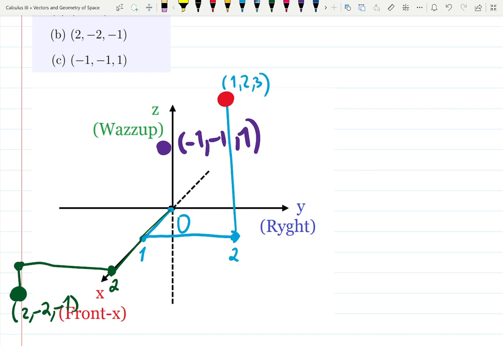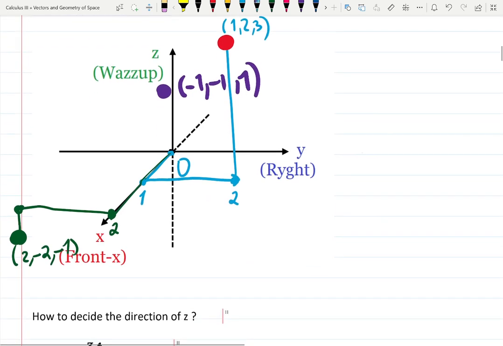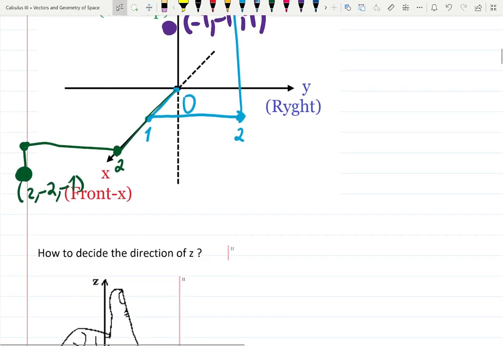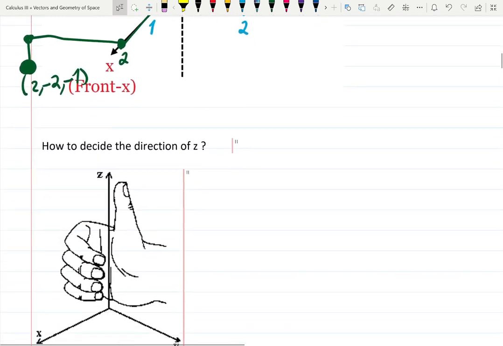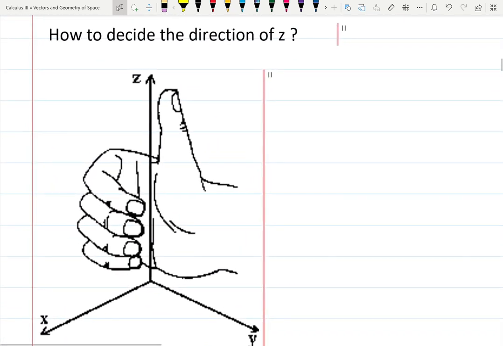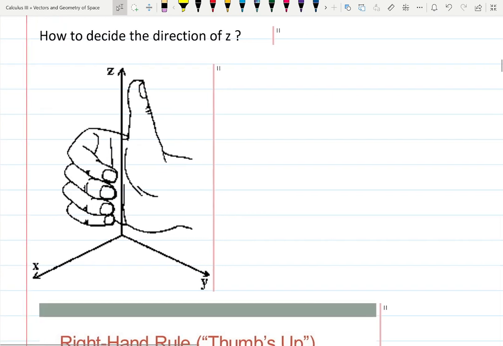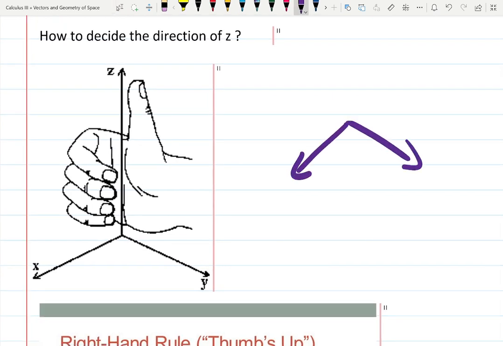Not too bad. The beginning always looks simple. It's always a bad sign, right? It means it's going to get harder after this. Okay, how to decide where Z is? Like, why do people decide that Z is going up but not down?